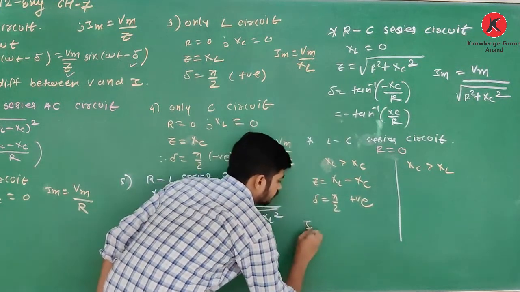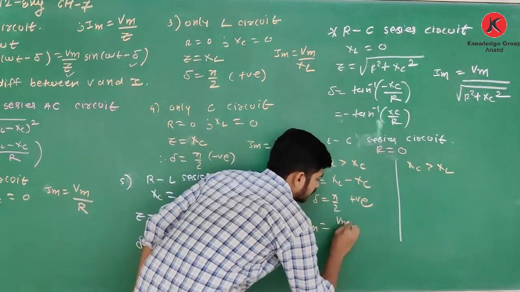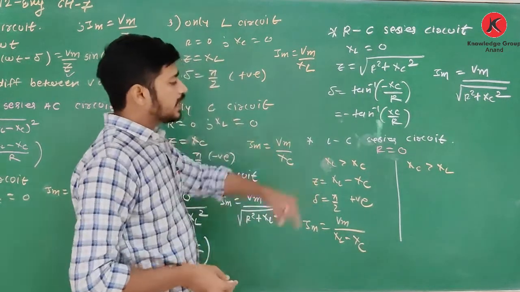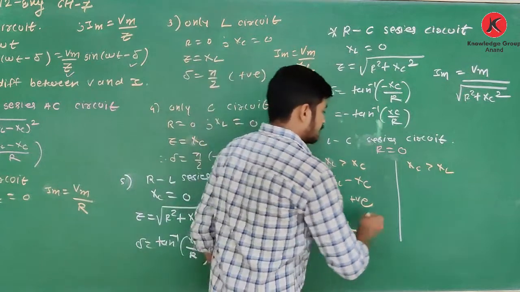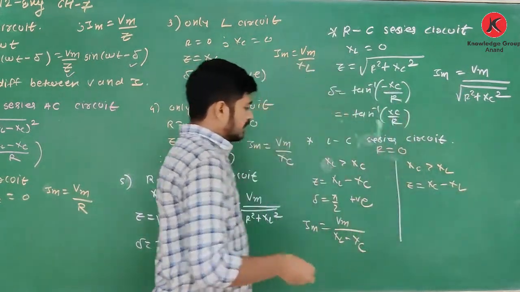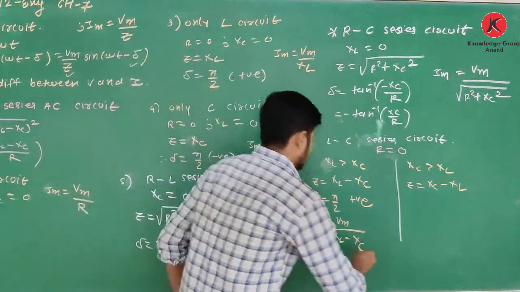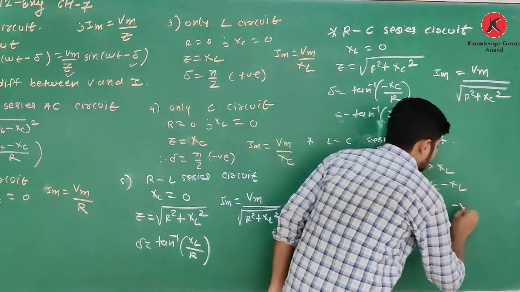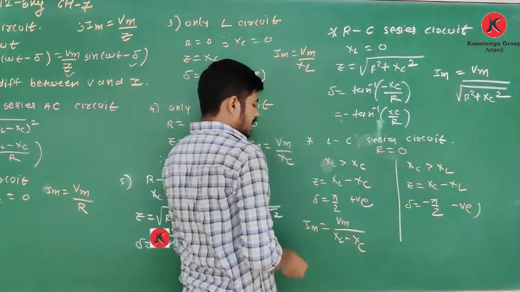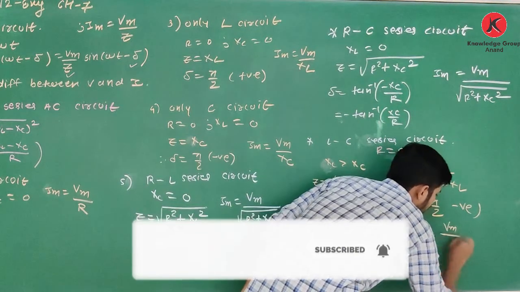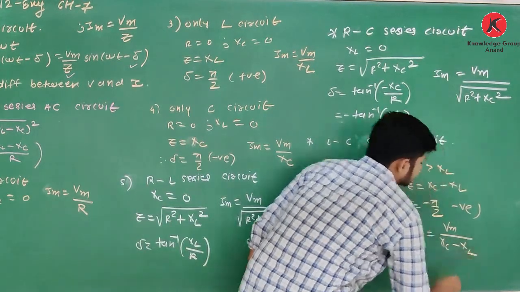What is the equation of Im? Im is equal to Vm upon XL minus XC. When XC is greater than XL, then Z is equal to XC minus XL, and therefore delta is equal to minus pi by 2, which means it is negative. And Im is equal to Vm upon XC minus XL.